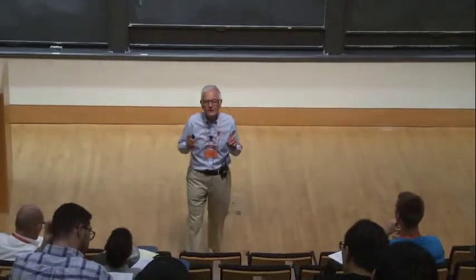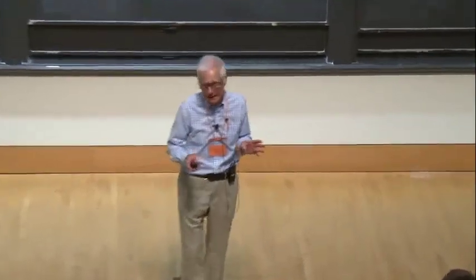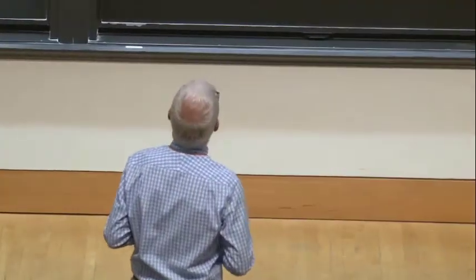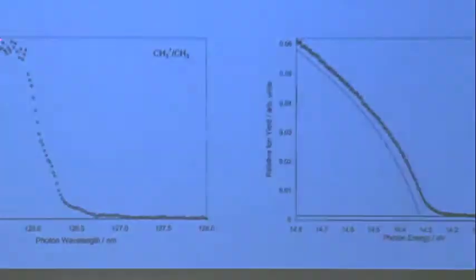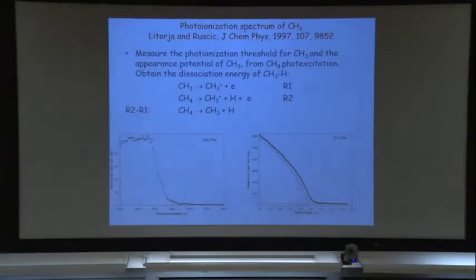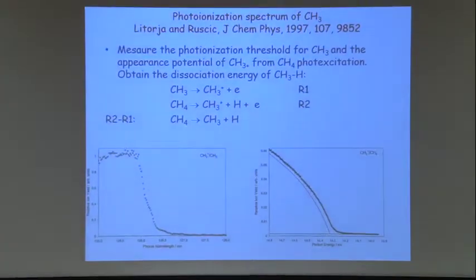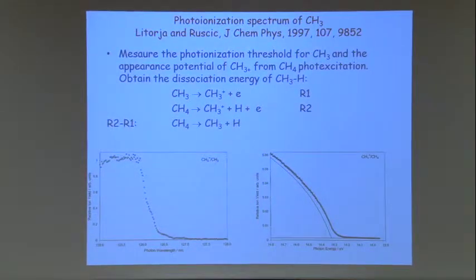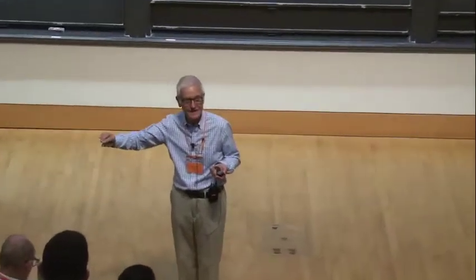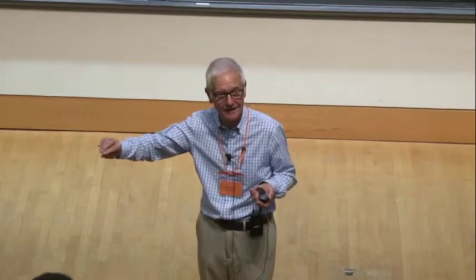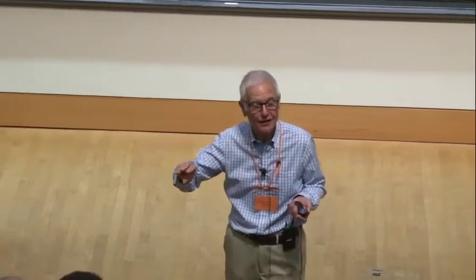Sorry? How do you get CH3 in the first place? Yeah, so the question is, how do you get CH3 in the first place going back here? This will be done in a discharge. So you're bombarding methane with electrons and then looking at the CH3 downstream of there. So you have to have some way of dissociating a precursor to produce the CH3 itself. Okay?